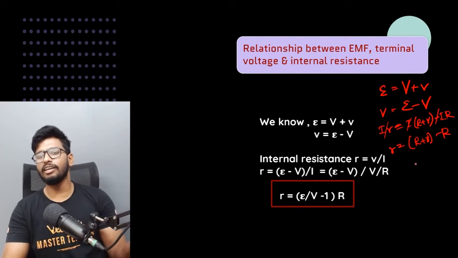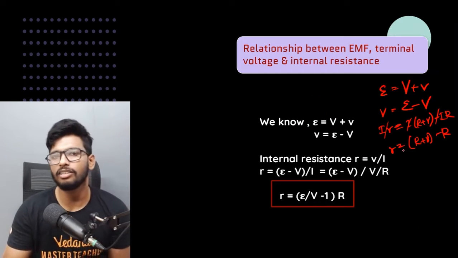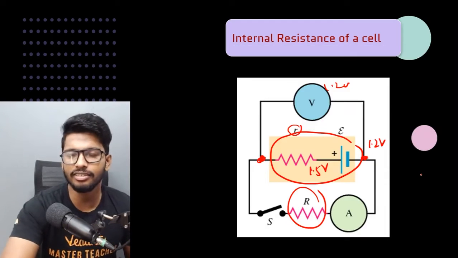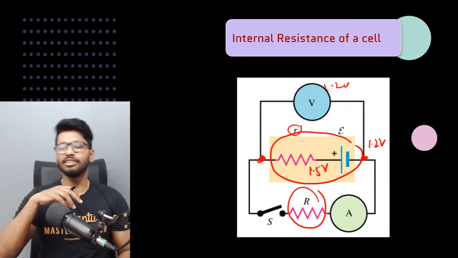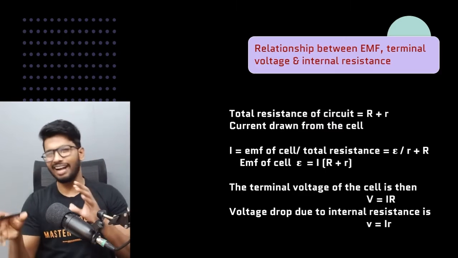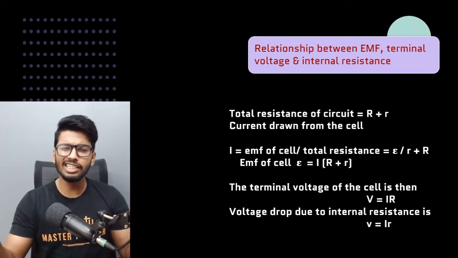So basically, if you rearrange this equation, you will get the equation that you require. All right. So now you've understood what is internal resistance. There is another relationship between internal resistance, EMF, and the terminal voltage as well. So we're going to talk about that as well. It's a very simple derivation, a very simple relationship. So pay attention. You'll easily understand this.